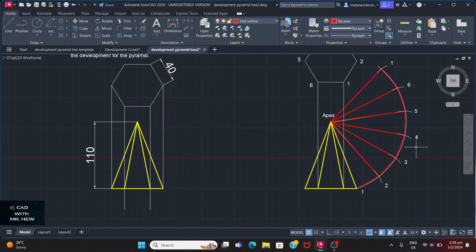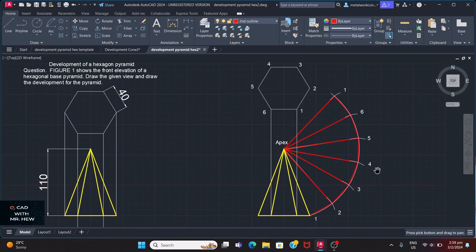All right, so this is the development for the hexagonal base pyramid. All right, so in the next video, we'll be looking at intersection of solids.